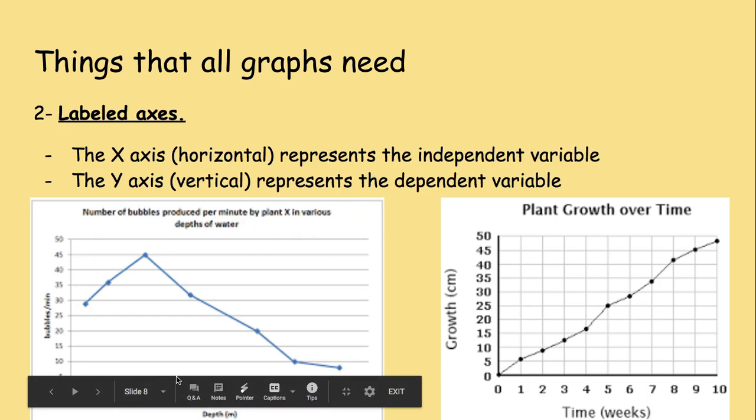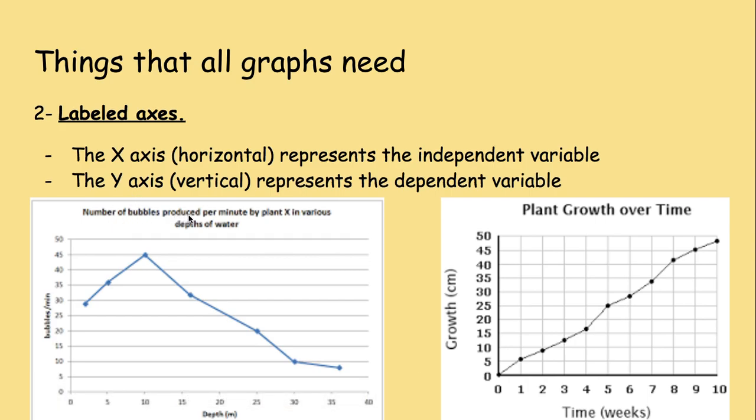Over here on this one, it says the number of bubbles produced per minute by plant X in various depths. Okay? The depth there along the bottom changes the number of bubbles per minute. That's how you can tell variables based on a graph.